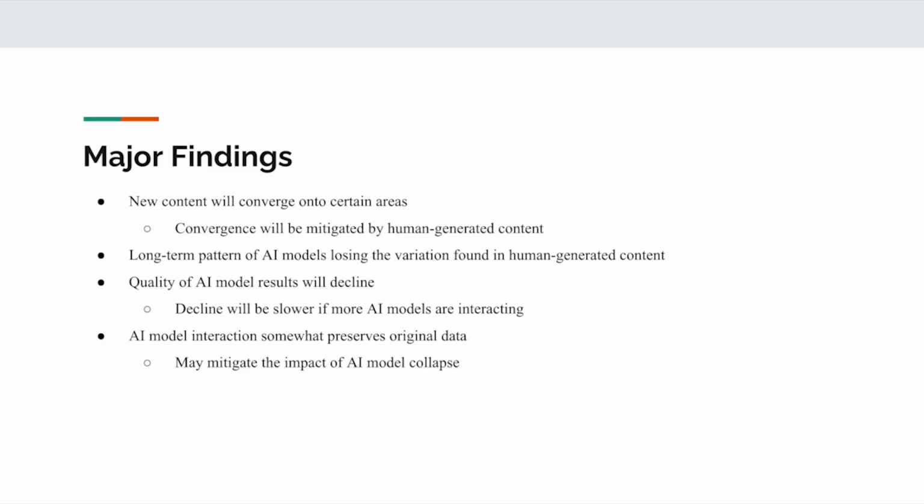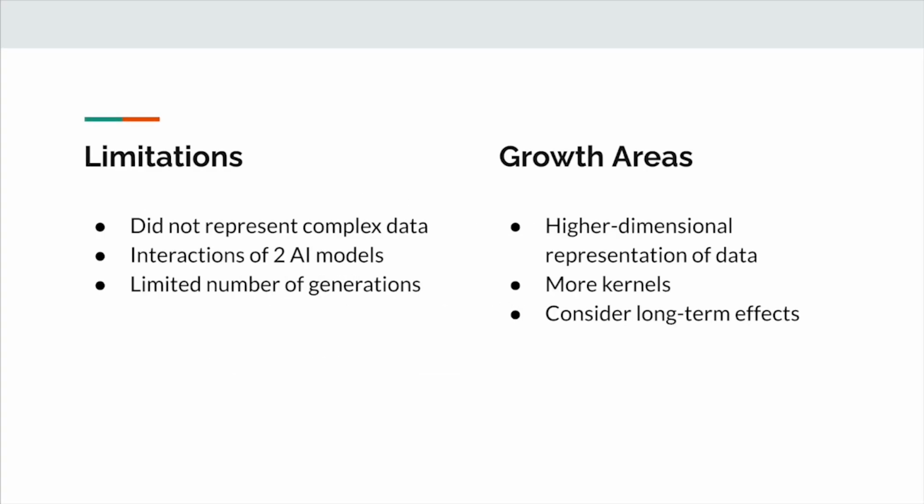The long-term pattern will be that AI models will lose the variation found in human-generated content. As a result, the quality of AI model results will decline, but this decline will be slower if more AI models are interacting, since AI model interaction somewhat preserves the original data and may mitigate the impact of AI model collapse. Our model could be improved by representing higher dimensional data, by using more kernels, and by considering the long-term effects of AI model collapse.